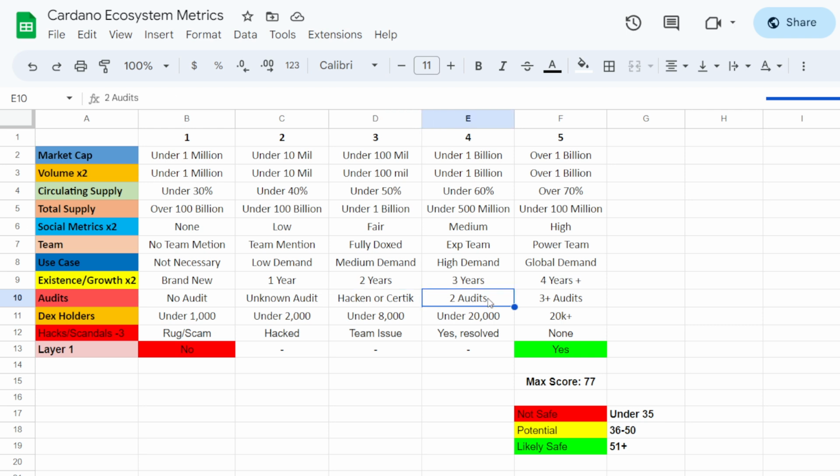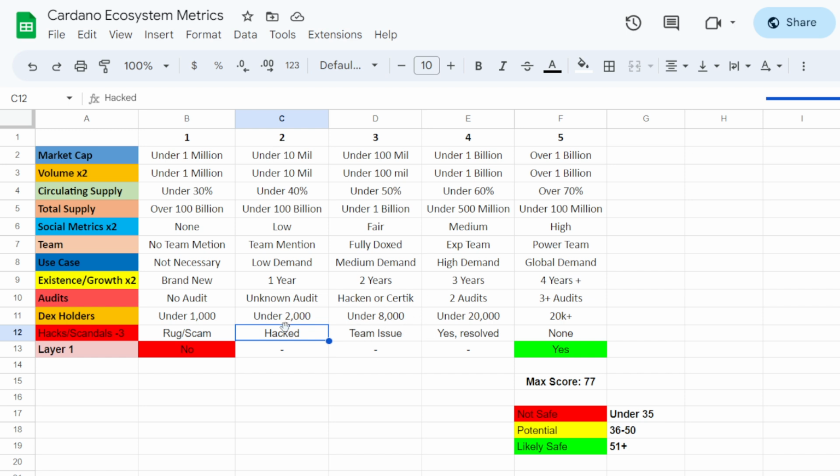If you got more than one audit from 2 different companies, fantastic. 3+ audits, you get a 5-point score. DEX holders, and this is specific to basically anything that's just launching primarily on DEXs. If you've got under 1,000 holders to your NFT or your coin or whatever, you get 1 point. All the way up to 20,000 plus holders, you get 5 points. Hacks and scandals. If you had a rug or a scam, you got -3 points, which would basically make this -2. This would be -5.